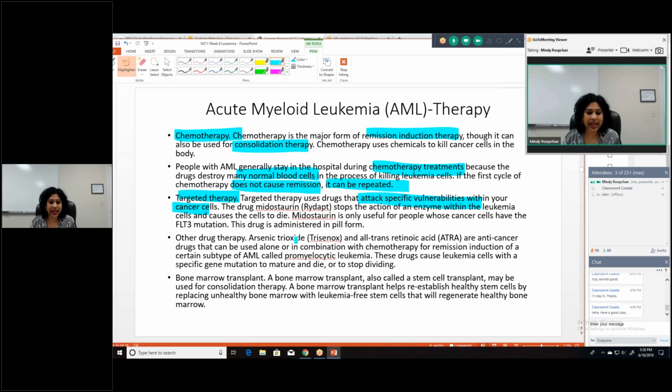Targeted therapy we talked about; they attack specific vulnerabilities in the cancer cells. Other drug therapies are anti-cancer drugs, used alone or in combination with chemo for remission induction. And then bone marrow transplant, which they also call stem cell transplant, may be used for consolidation therapy as well. These bone marrow transplants help to reestablish healthy stem cells by replacing the unhealthy bone marrow with leukemia-free stem cells. What that does is regenerate healthy bone marrow.